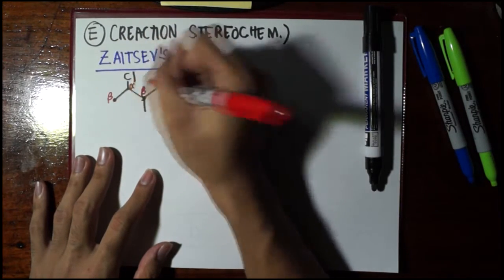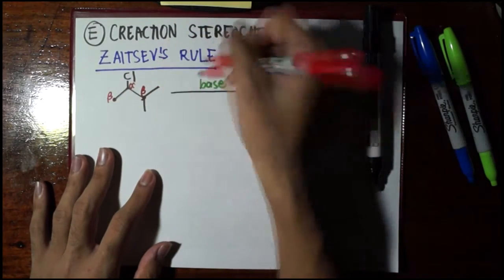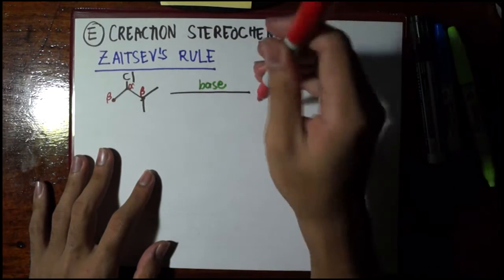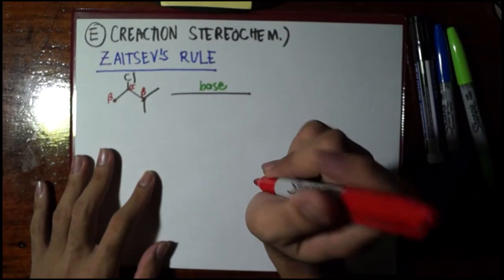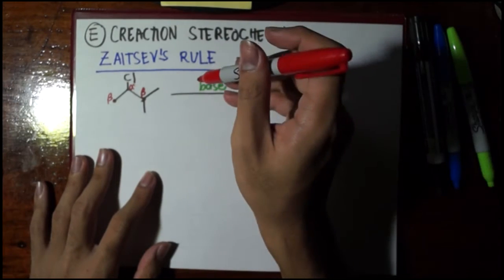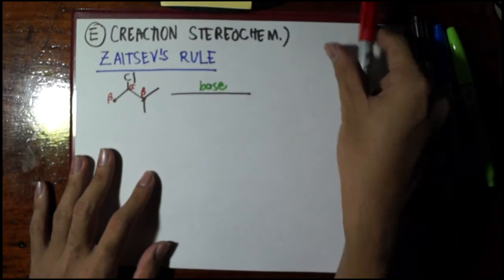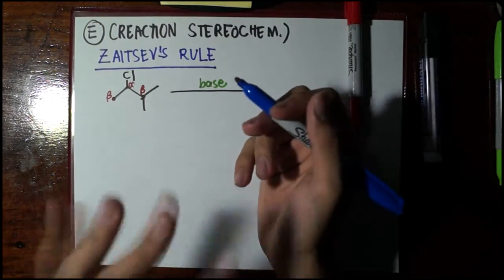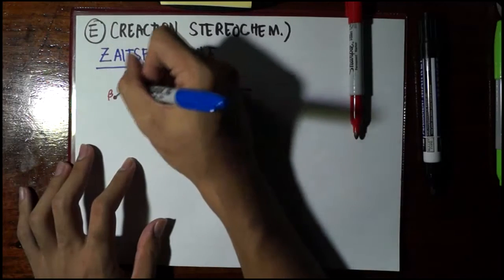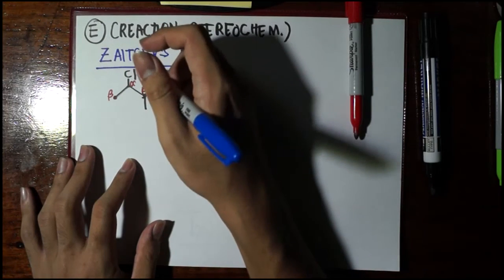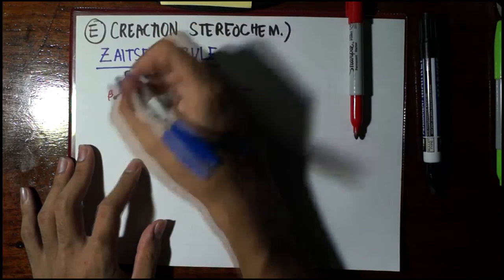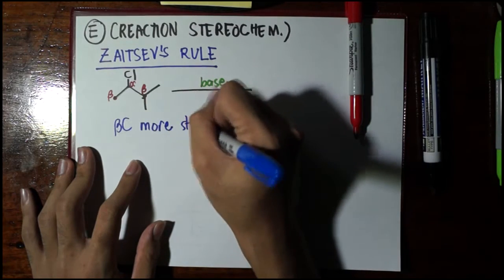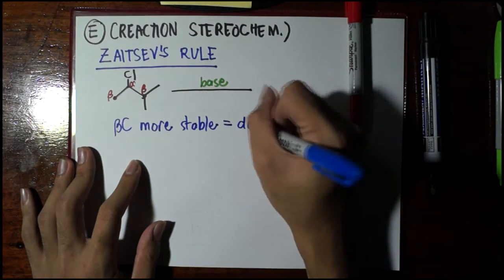Now, the question is, which of these two carbons will the base pick? The one at the left or the one at the right? The quick answer to that is both. But which of these would the base prefer to pick more than the other? Well, in Markovnikov's rule, one way to put it is that it will pick the more stable carbon beside the alpha. And if we apply that here, we say that the beta carbon that is more stable will get the double bond.